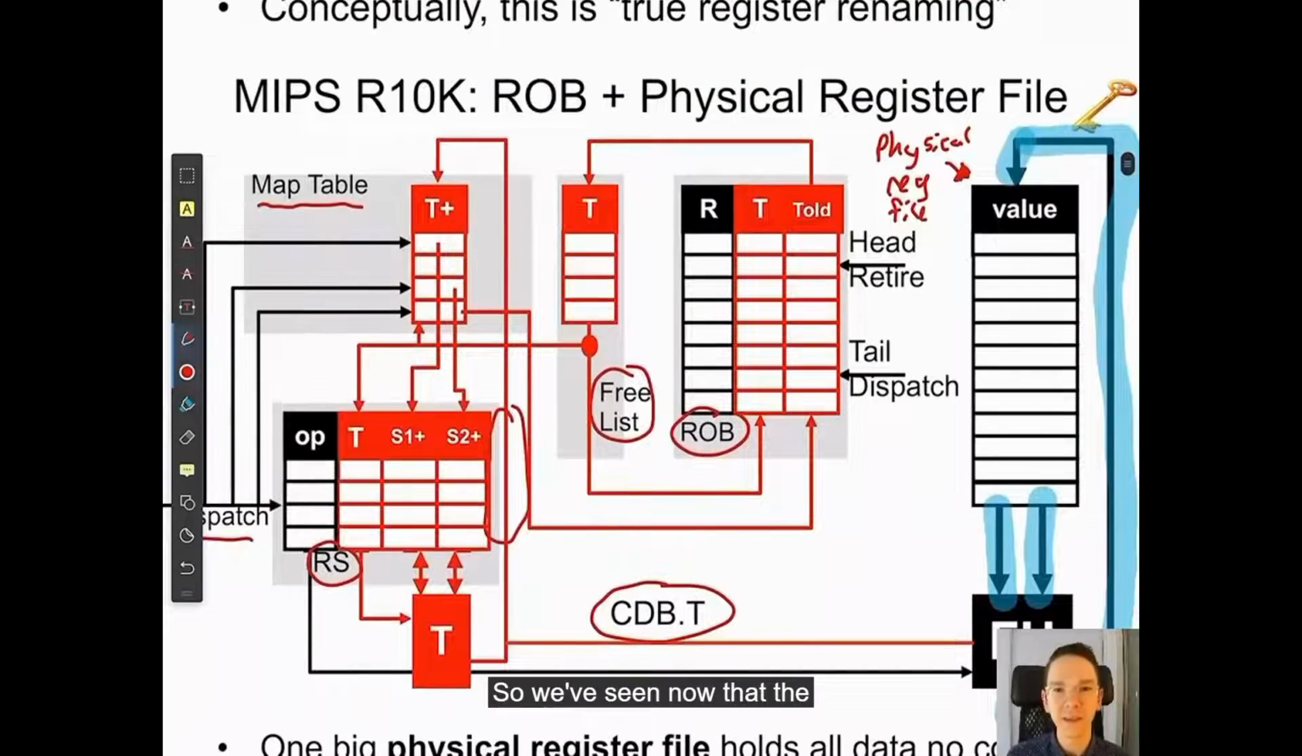So we've seen now that the ROB is a FIFO queue, one entry per instruction in the instruction window, and it holds two pointers to represent the start and end of the current instruction window. The head pointer indicates the oldest active instruction, so it's in the functional units, it's executing right now, and the tail pointer indicates the latest instruction to have been dispatched and where it is in the ROB. So the goal of retirement is to move that head pointer downward so that we can allocate more ROB entries to future instructions.